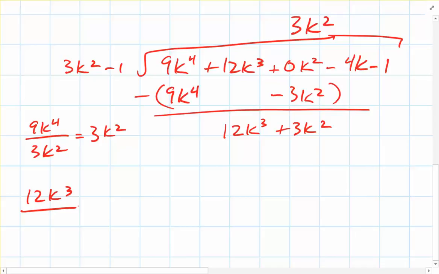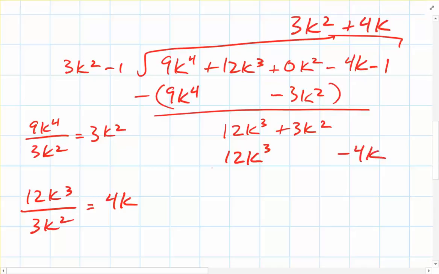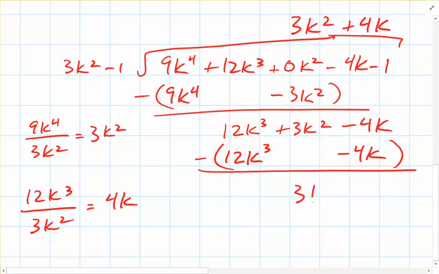What's the leading term now? 12k cubed over 3k squared is equal to 4k. So we put that up here. And we take that 4k and multiply it by everything that's in the front. So what do you end up with? 12k cubed minus what? Minus 4k. We subtract, and what do we get? The 12k cancels out, and that also cancels out. It also cancels out. 3k squared.